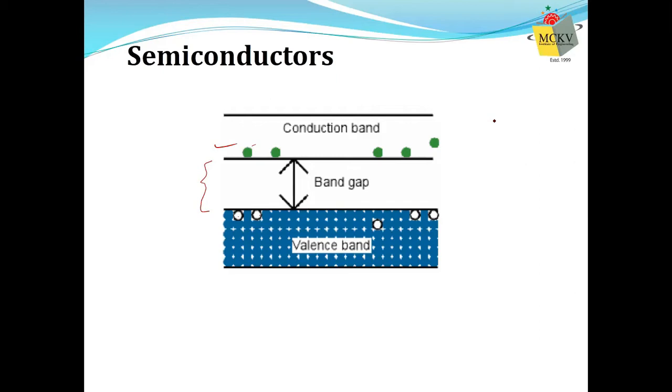Why is this possible? Because how we can break the covalent bond? Because the energy required to break the covalent bond is smaller. That means the energy difference between conduction band and valence band, what we call as band gap energy, is much smaller. And that's why we can supply that required energy in the form of heat energy or any other type of energy, so that the electron can be excited to conduction band, where it will be free.